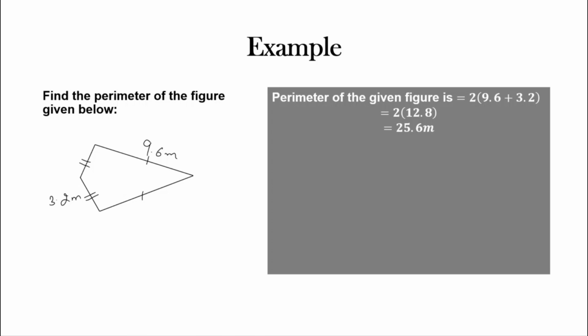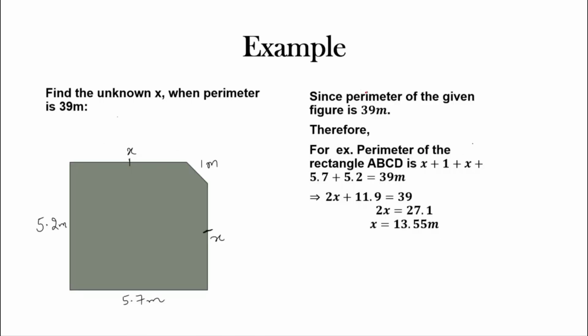Moving to the next question now, which is, another case could be that perimeter is given to you, the shape is given to you, any of the side length could be missing, and they can ask you what is the missing side. So let's discuss. Here we need to find the unknown x when the perimeter is provided to us, which is 39 meters. So we have been provided with this figure. So using the basic concept, perimeter, it means I need to add all the sides together. So perimeter of the figure is 39.